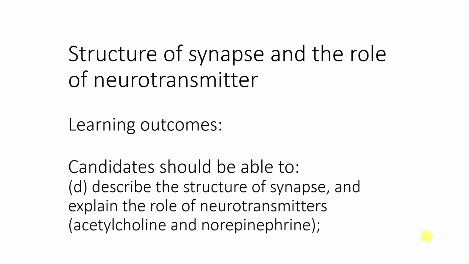Okay, so class, for today's lesson, you must be able to describe the structure of synapse and explain the role of the neurotransmitters and common neurotransmitters. In the synapse, they are acetylcholine and norepinephrine. For today's class, we will only be focusing on the acetylcholine. So make sure you get the spelling of acetylcholine correctly, as well as norepinephrine, although I won't be discussing it because their effects are more or less the same.